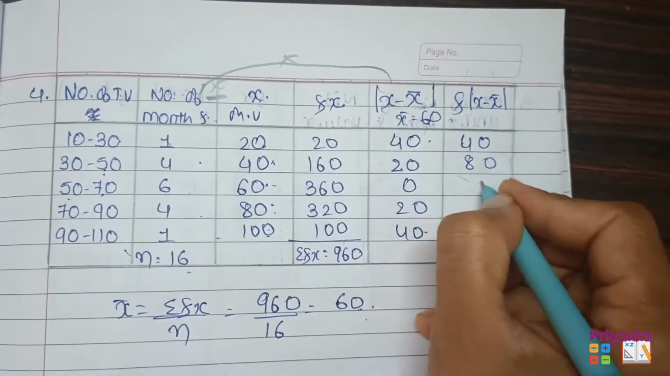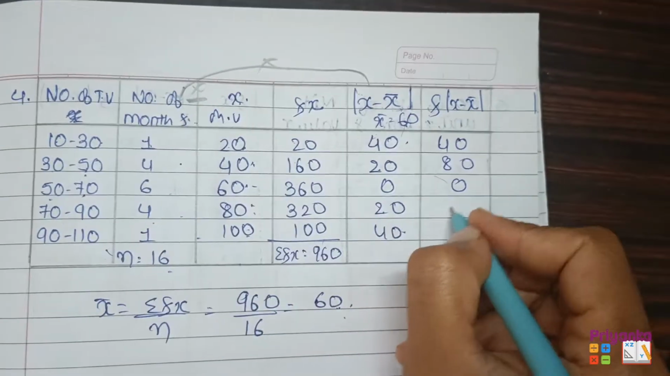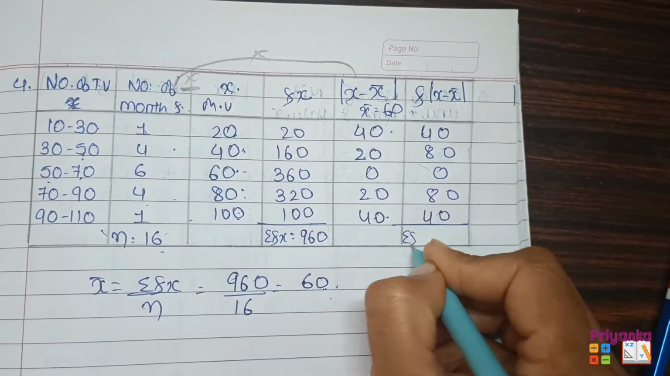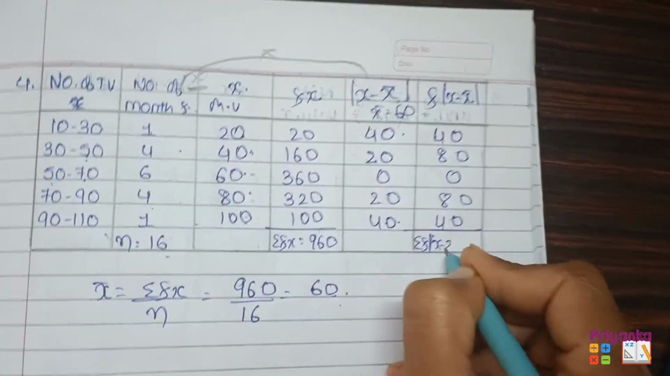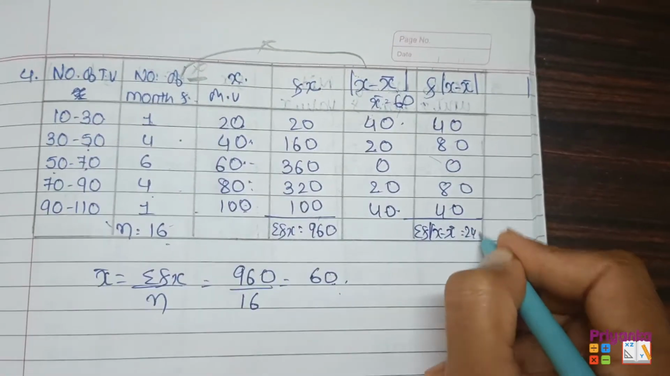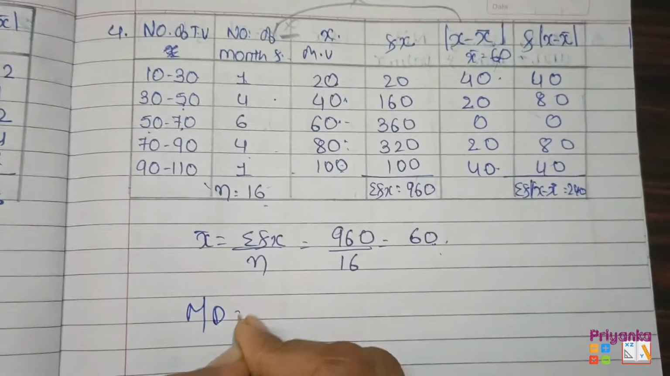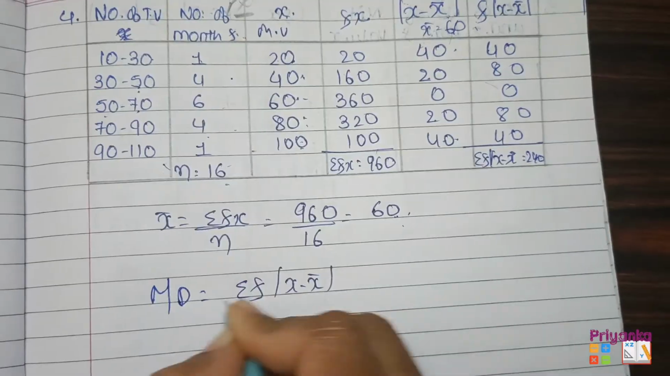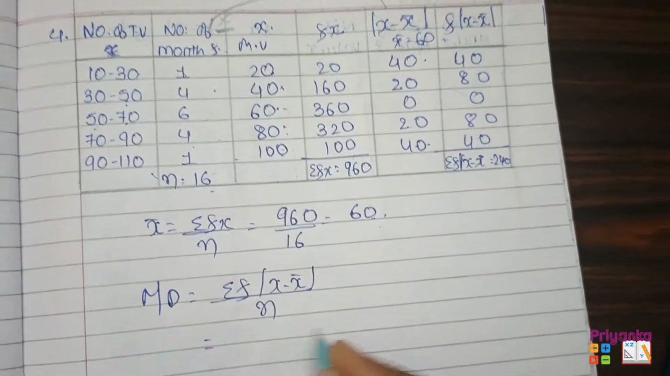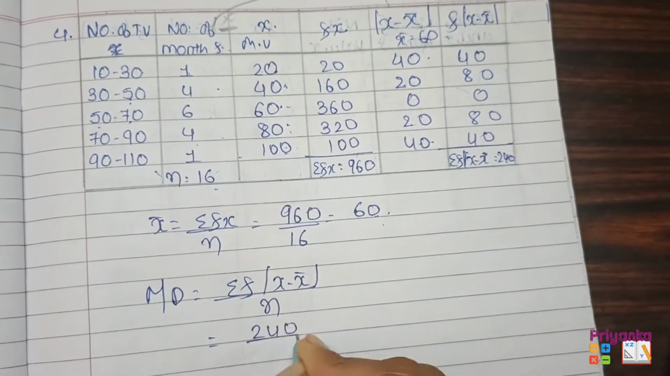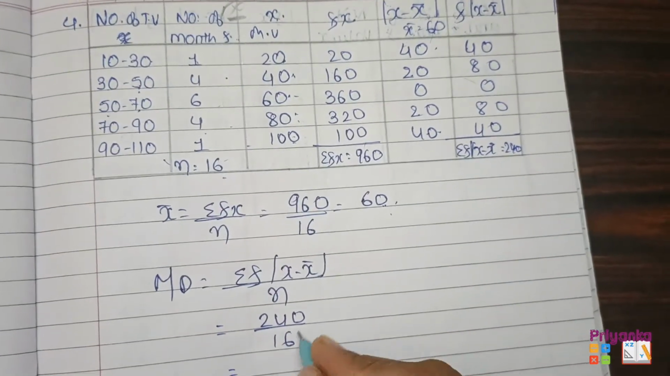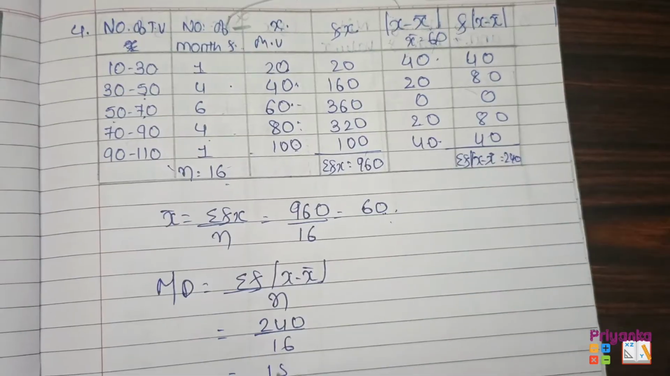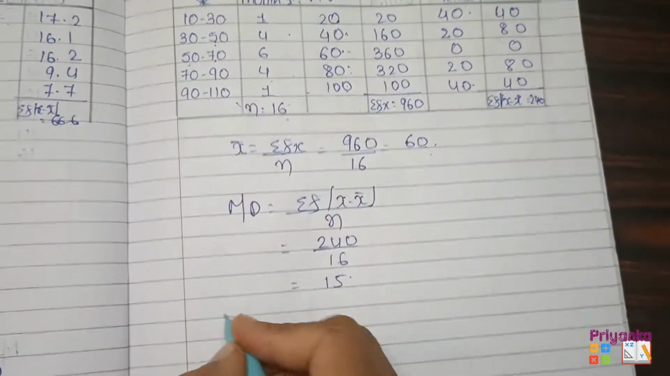0 sixes are 0. 20 into 4 again 80. 40 into 1, 40, and the total of this, sigma frequency |x minus x bar|, is 240. So here we'll find out the mean deviation, that is sigma frequency |x minus x bar| upon n. 240 divided by 60, and the answer of this you will get 15 TV set.